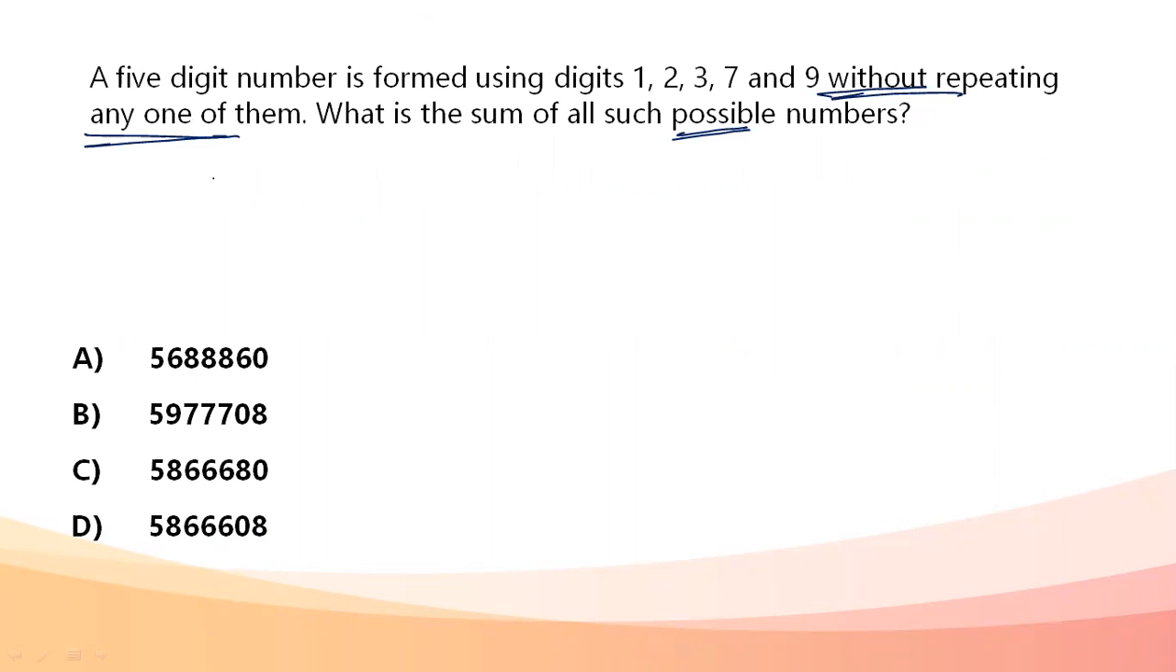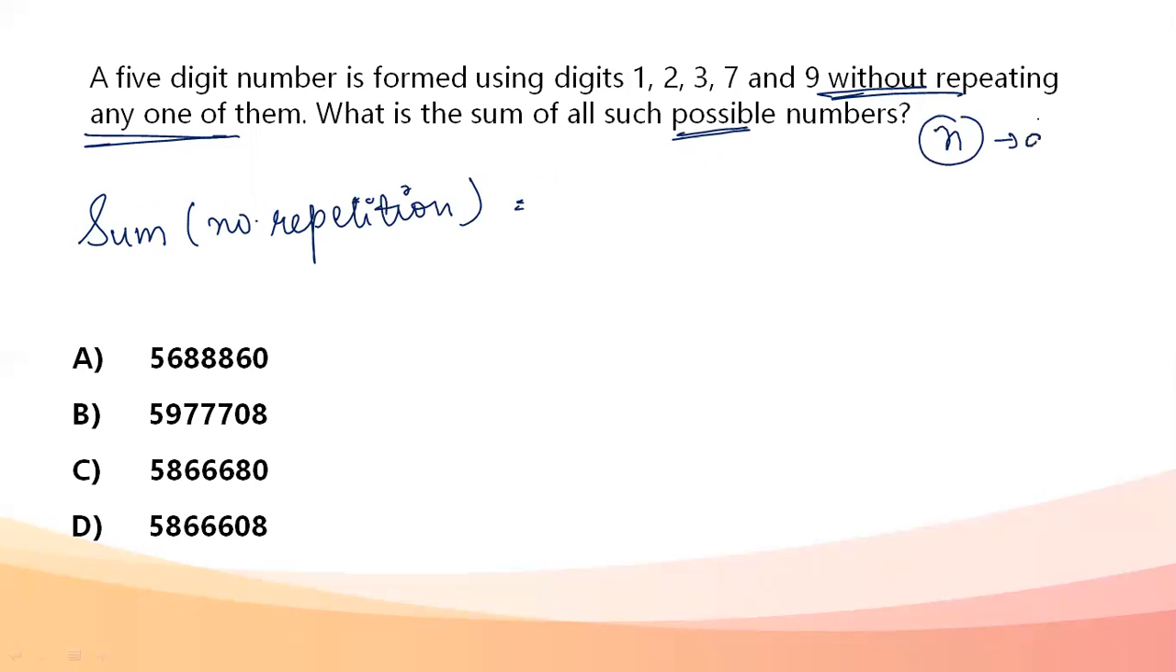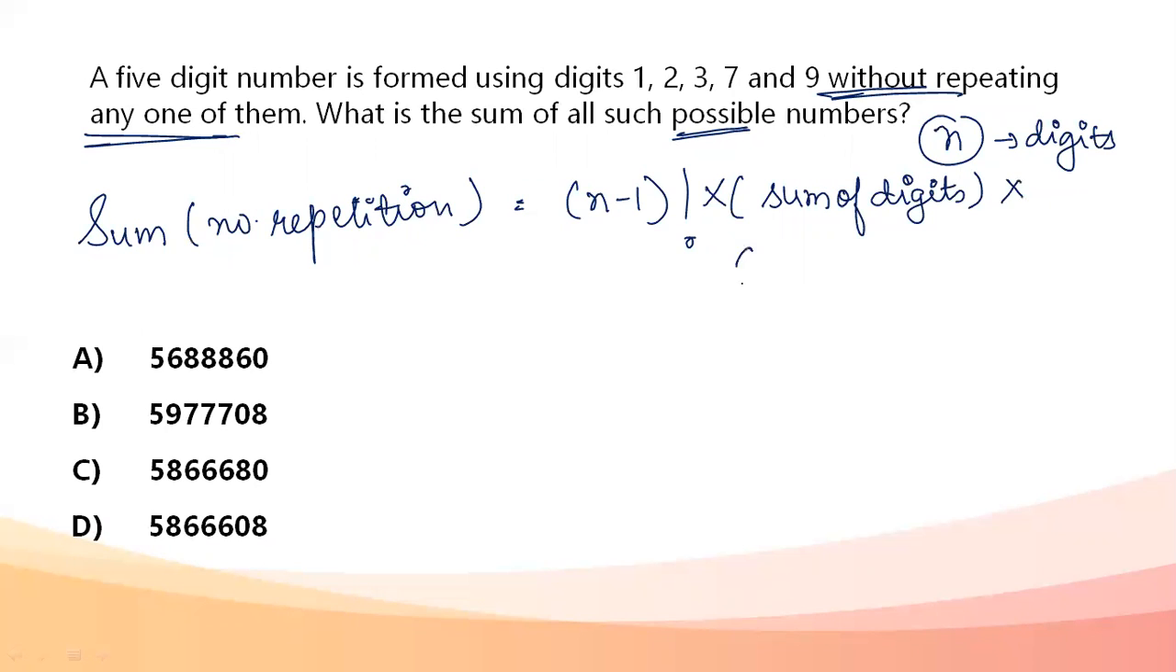Okay. Now, to find sum of such possible numbers when no repetition is allowed, we have a formula and we're going to do this with formula only. When no repetition is allowed and let's say n digits are given to me, using n digits, whatever numbers are formed, what is going to be the sum? So if n digits is given, first I'll do n minus 1 factorial. To that, I'll multiply the sum of digits. And to that I'm going to multiply 1 1 1 1 until n digits. Okay, this is the formula.